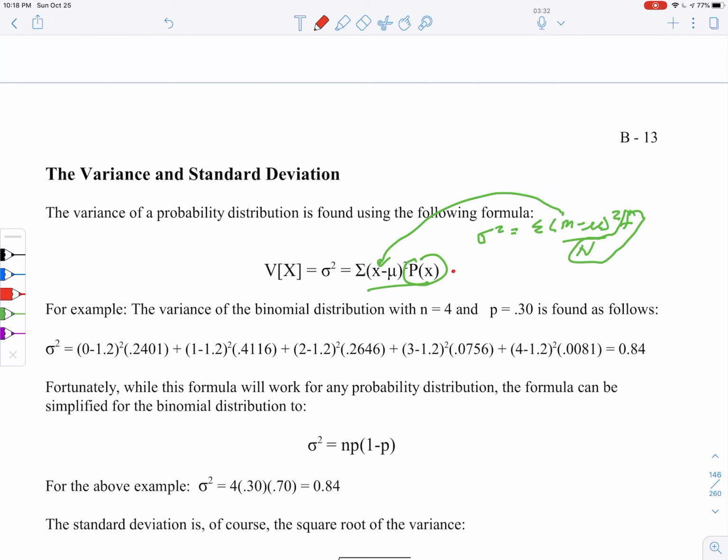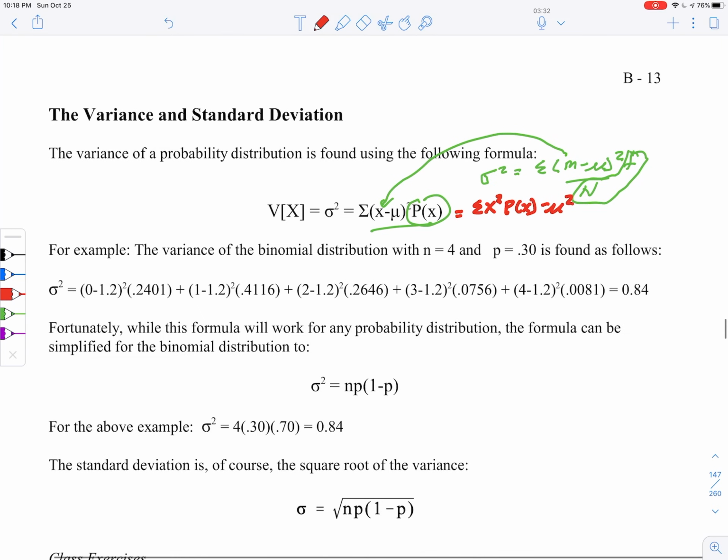It turns out that a computationally equivalent formula is this. So this would be the sum of the x squares times the p of x's minus mu squared. So that's an equivalent formula here for that. Let me show you how that works then.